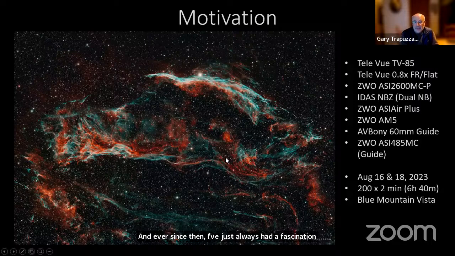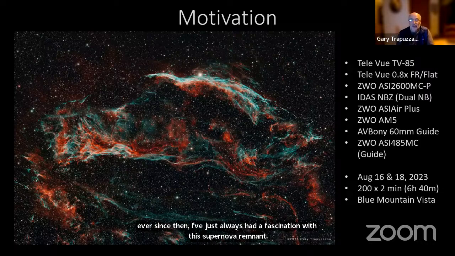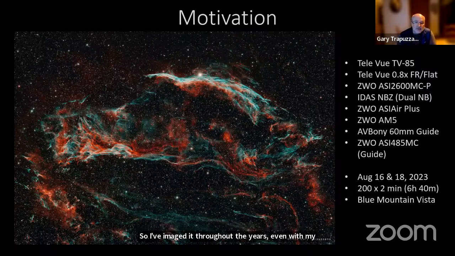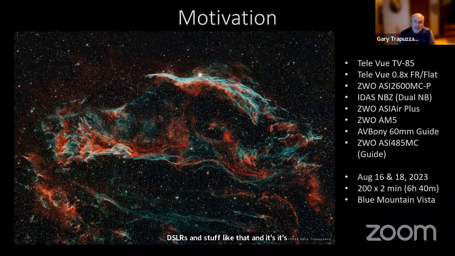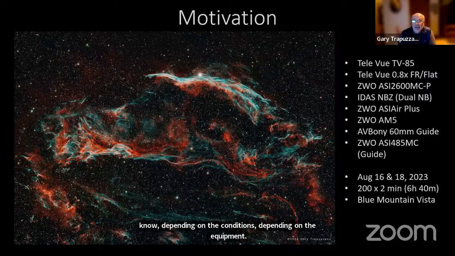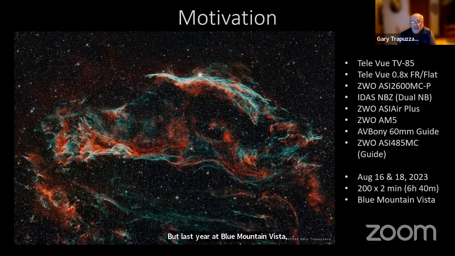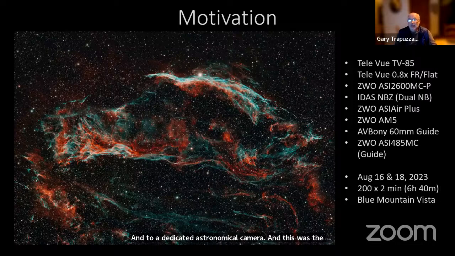I've imaged it throughout the years, even with my old DSLRs. And it leaves something to be desired a lot of the time, depending on the conditions and the equipment. But last year at Blue Mountain Vista, I decided to try to image it with my newer equipment, since I had graduated from using a DSLR to a dedicated astronomical camera. And this was the result I got, which I was very happy with. This is about 6 hours worth of data, almost 7 hours worth of data.